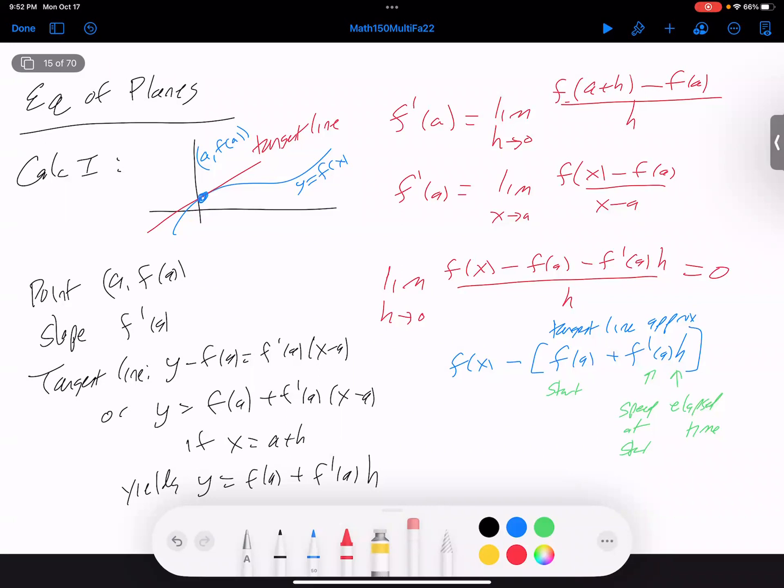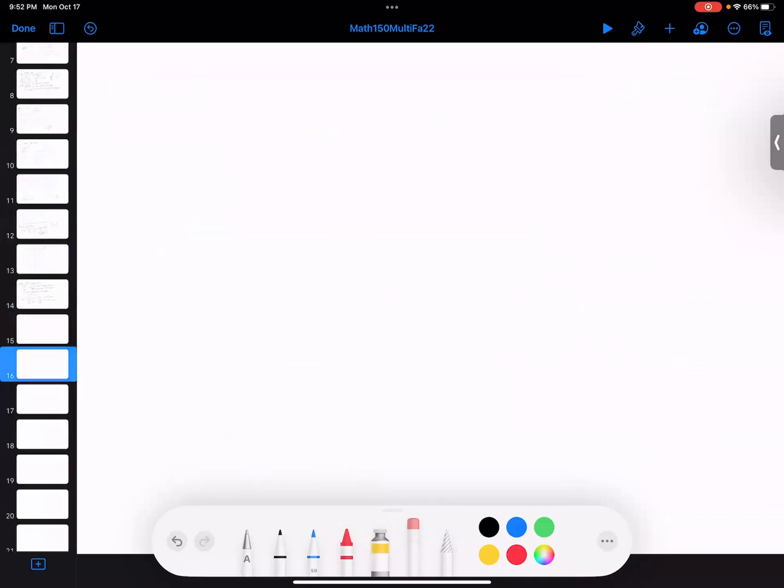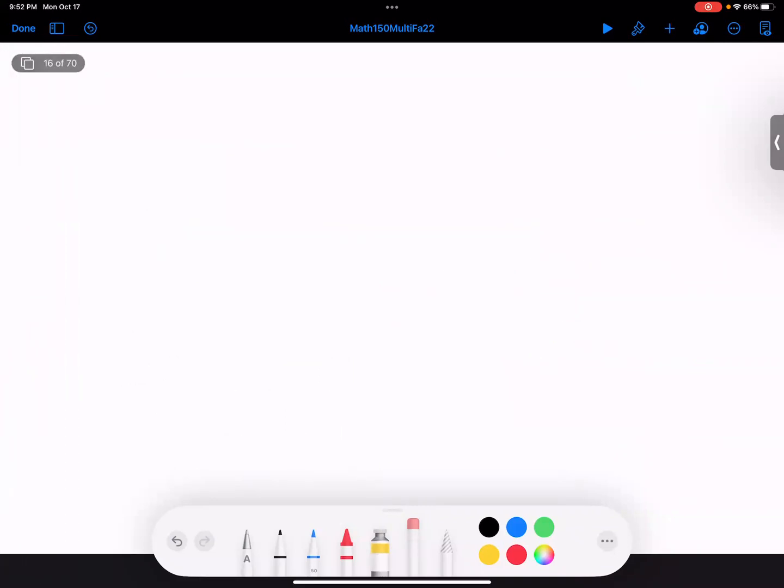Equation of planes. So a line is one-dimensional. So now in higher dimensions, you would have some kind of surface, and you would want to draw some kind of plane tangent to the surface at a point. So we have to figure out what's the equation of a plane.